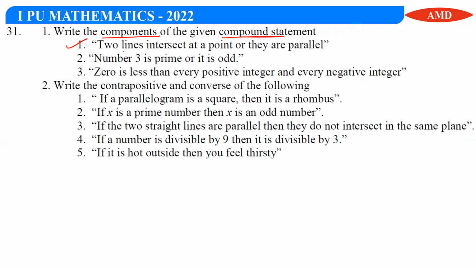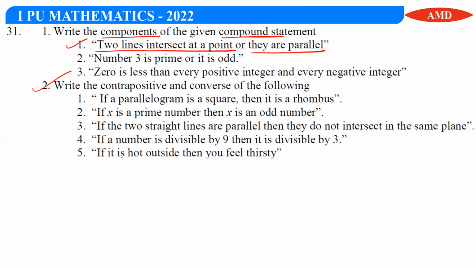For example, in the first question here, "two lines intersect at a point" is the first component statement. "Two lines are parallel" is the second component statement. This is how you'll have to write those component statements: identify them and write them separately.